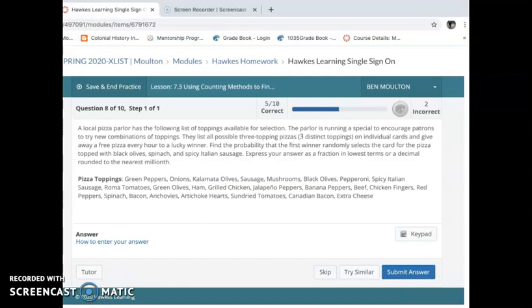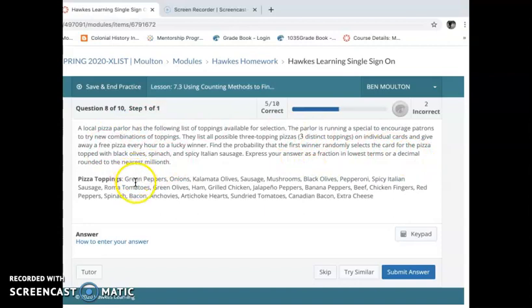All right, this one I don't think is going to give you too much trouble if you know what you're looking for. A local pizza parlor has the following list of toppings available for selection. The parlor is running a special to encourage patrons to try out new combinations of toppings. They list all possible 3-topping pizzas. That's 3 distinct toppings, so it's going to be a combination, on individual cards, and give away a free pizza every hour to a lucky winner. Find the probability that the first winner randomly selected draws a card for a pizza topped with black olives, spinach, and spicy Italian sausage. So again, we've got 3 there. Express your answer as a fraction in lowest terms or as a decimal, etc.